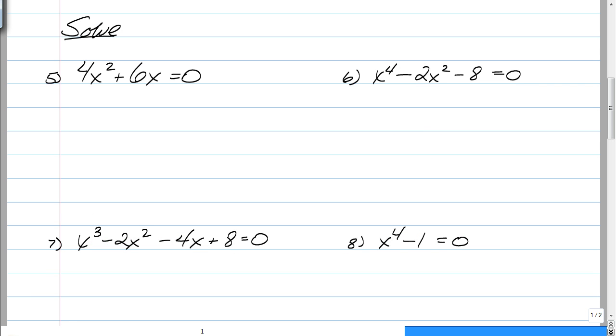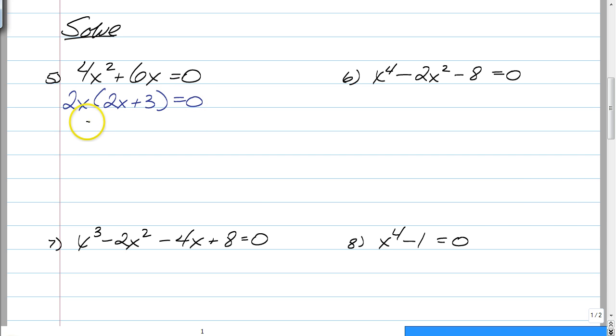The next section is solving. Now solving is still going to involve factoring, but after you factor, you're going to have to set every term equal to 0 and solve for a value of x. So in this first example, the first thing you need to do is factor out your GCF, which in this case is 2x. And that's going to leave you with a 2x plus 3 on the inside equal to 0.